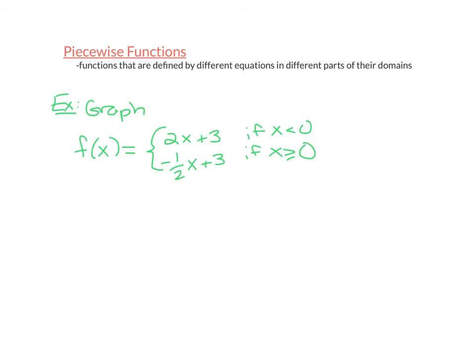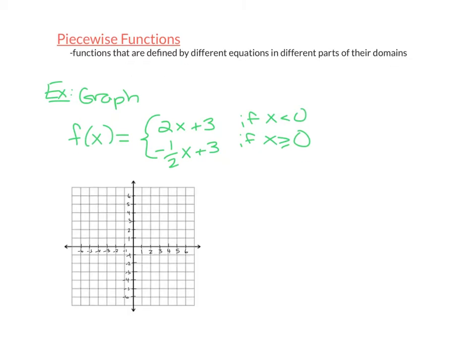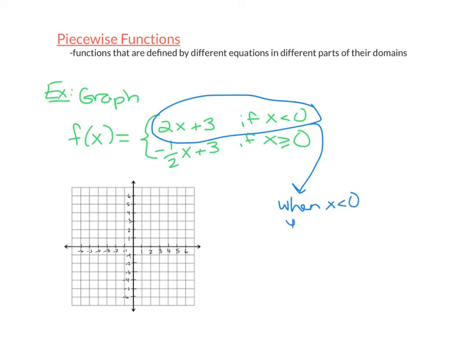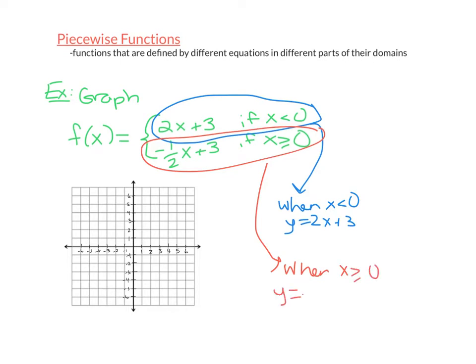So let's go ahead and graph this together. In order to graph this, I'm going to break it into two pieces. So the first part of it is when x is less than 0. So when my x value is less than 0, I am going to have a graph that looks like y equals 2x plus 3. And when my x value is greater than or equal to 0, my graph is going to be negative 1/2 x plus 3.